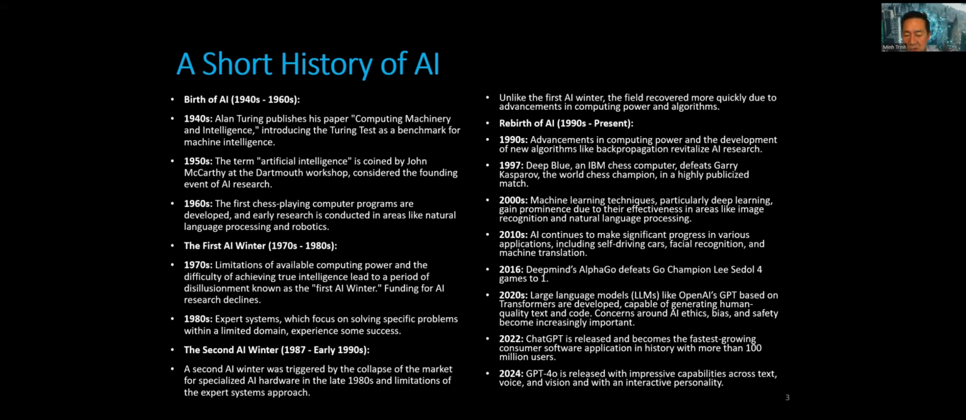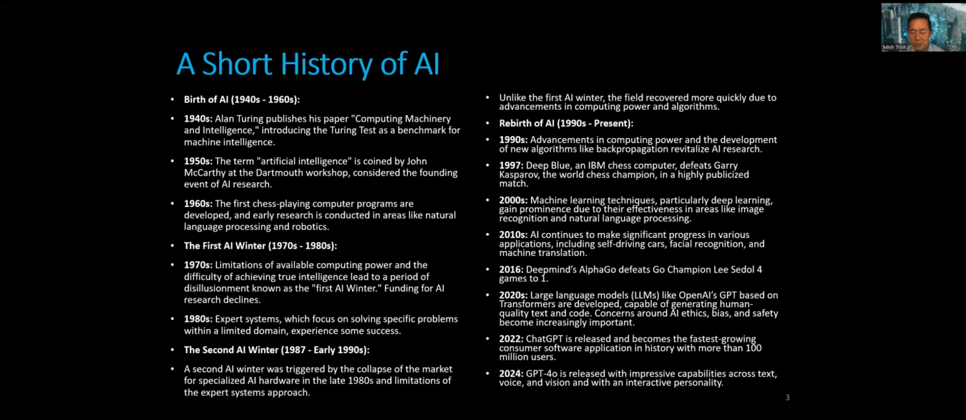Then in the 2020s, they started to have very good large language models, like OpenAI's series of GPTs: GPT-2, GPT-3, now GPT-4, with a technology based on transformers. It was created in 2017, or even a bit before.